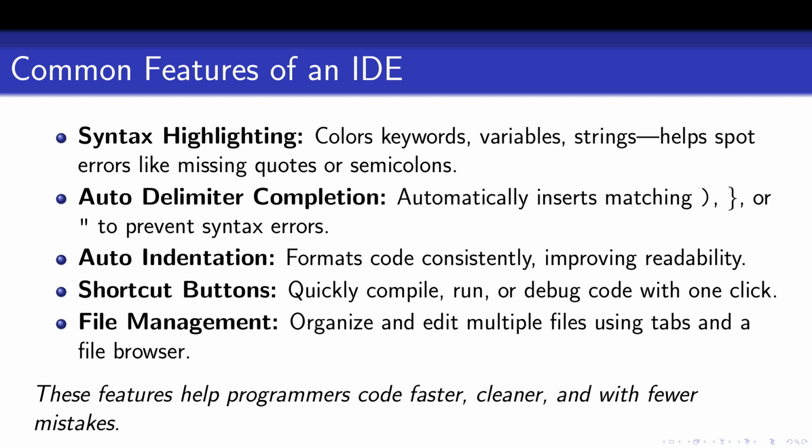Even though IDEs combine many tools, it's helpful to understand what those tools actually do. One of the most useful features is syntax highlighting, where different elements of your code, like keywords, variables, and strings, are displayed in different colors. This makes your code easier to read and helps you spot common mistakes, like missing quotes or unclosed parentheses. IDEs also typically include automatic indentation, which ensures your code stays neatly formatted, and delimiter completion, which adds closing brackets or parentheses for you. All of these features work together to make programming faster, less error-prone, and more manageable.